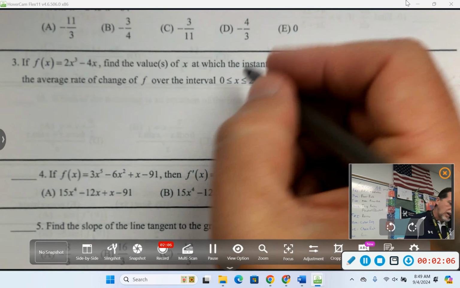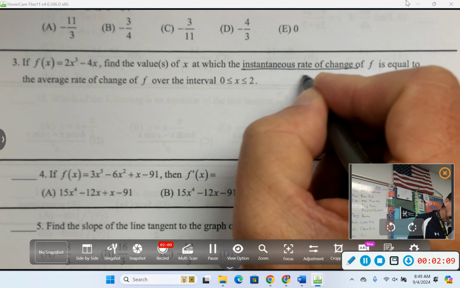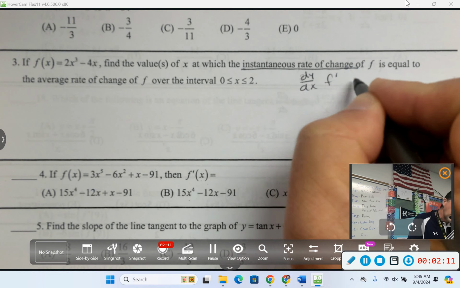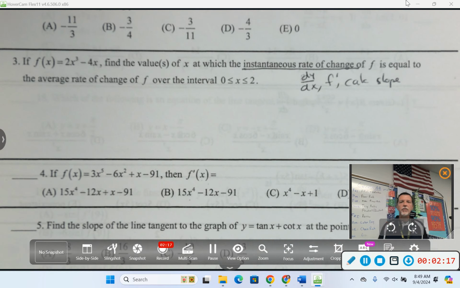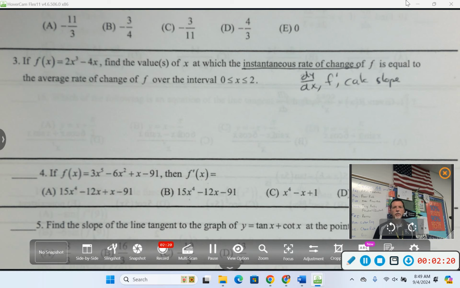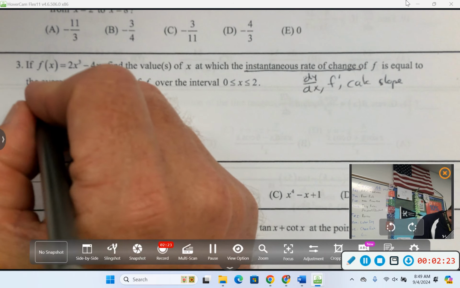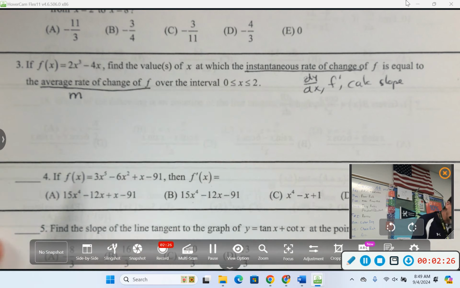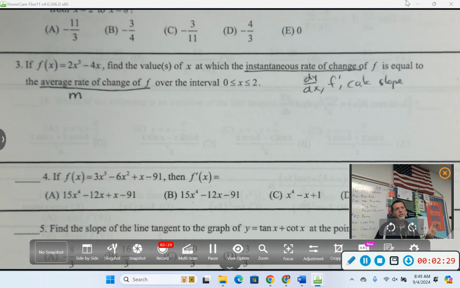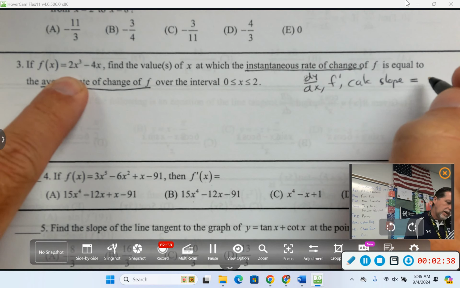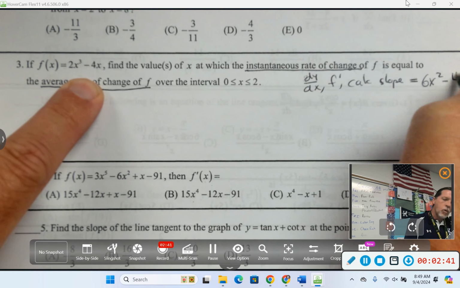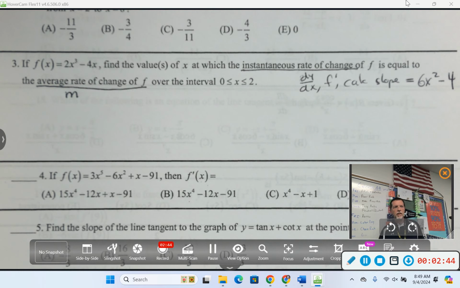Speaking of, number 3, instantaneous rate of change. That's dy dx, that's f prime, that's calculus slope, all those words for instantaneous rate of change. We want to know where that's equal to the average rate of change. Oh, we get to do both then. So I want to know where that calculus slope is equal to the algebra slope. Okay, well the calculus slope, that's easy enough. That would be 6x squared minus 4. So sort of set that aside, go do the algebra slope now.